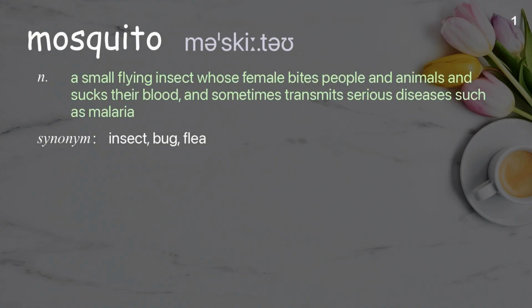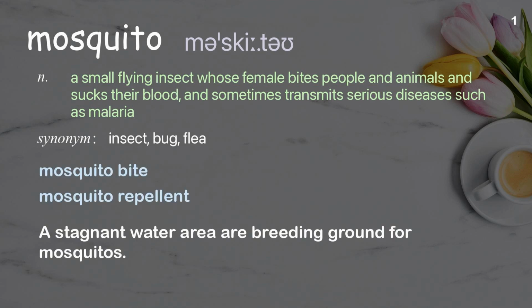Mosquito. A small flying insect whose female bites people and animals and sucks their blood, and sometimes transmits serious diseases such as malaria. Examples: Mosquito bite. Mosquito repellent. A stagnant water area are breeding ground for mosquitoes.